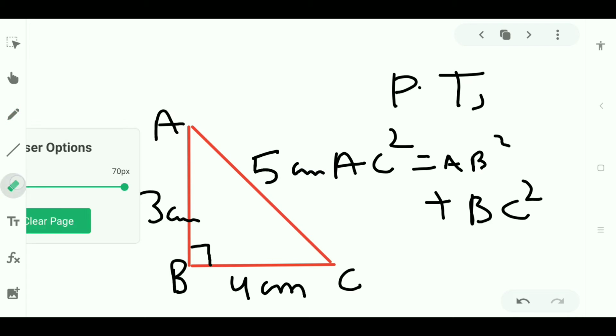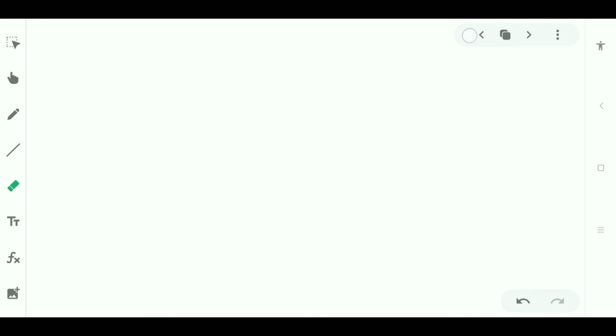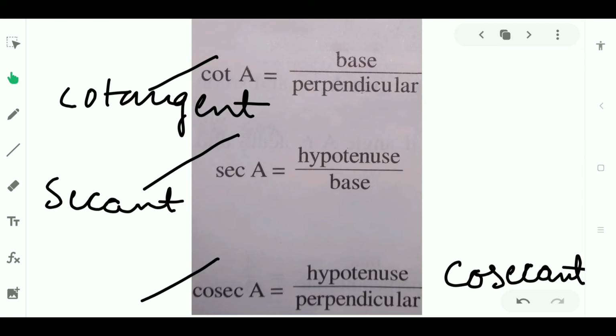This is the meaning of the Pythagoras theorem. It will be applicable in this chapter very much, and we have to know both the trigonometrical ratios as well as this Pythagoras theorem. Okay, and we have some reciprocal values. You can see, reciprocal values means you take sine by cos.